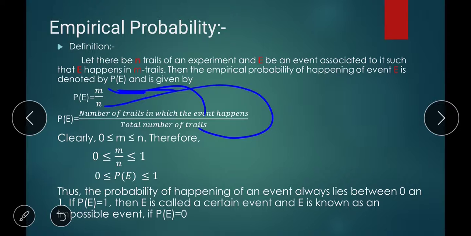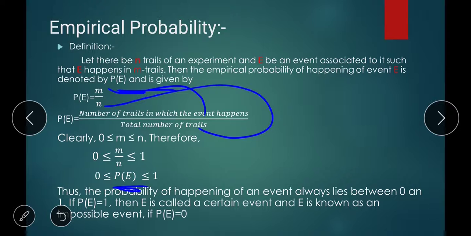Clearly 0 less than or equal to m less than or equal to n. Therefore 0 less than or equal to P of E. Students listen. P of E always should be in between 0 and 1. 0 less than or equal to P of E less than or equal to 1. Thus, the probability of the happening of an event always lies between 0 and 1. This is a very important question. One word question. This will be asked in the exam. So, listen once again. The probability of the happening of an event always lies between 0 and 1.